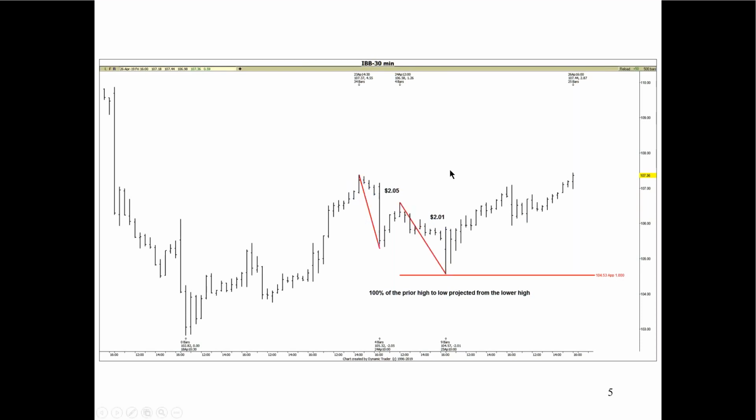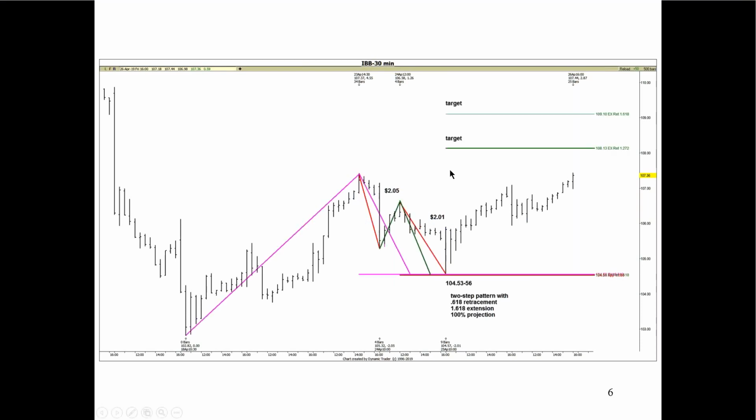So you end up having 3 price relationships from 4 points on the chart that came in at this 104.53 to 56 area. Actual low was made just a penny above 104.57, and it included a 618 retracement of one swing, a 1618 of another, and a 100% projection of another. That's what I call a trade setup, okay?